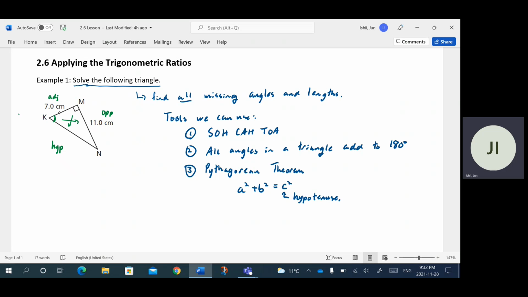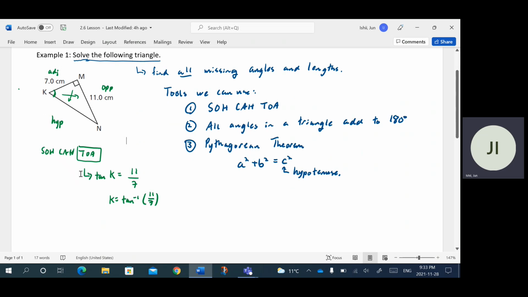What you notice here is that the hypotenuse is blank. From SOH CAH TOA, the ratio that involves the opposite and adjacent is the third one, which is tangent. If I set up my equation, tangent of angle K equals my opposite, 11, over my adjacent side, 7. So tangent of K is opposite over adjacent, 11 over 7. Therefore K equals the tangent inverse of 11 over 7.